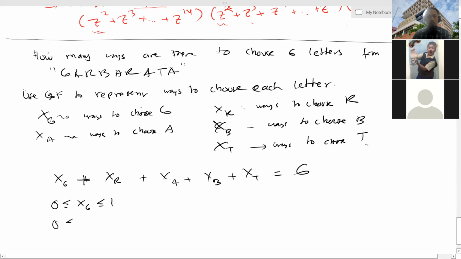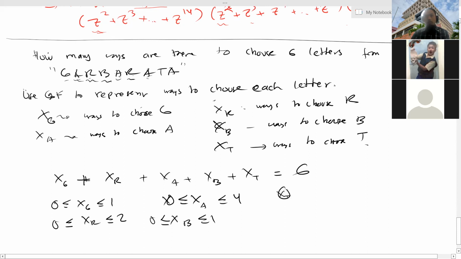Also for XR, there are only 2, right? So XR could be up to 2, and then XA could be up to 4. What about XB? XB, there's only 1. And then T, there is also 1, right? So we have 1, 2, 3, 4, 5, 6, 7, 8, 9. So 9. And XT is only 1, right?